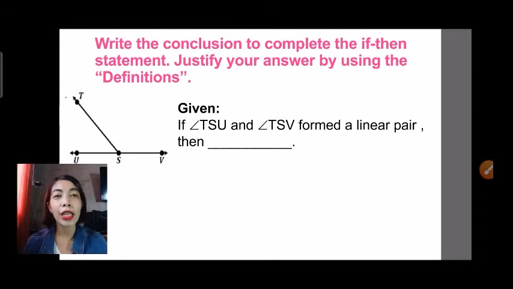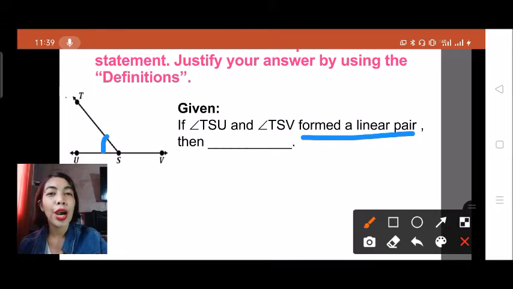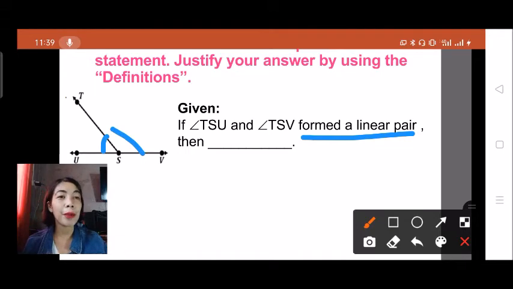Anong pwede nating i-conclude about the definition of a linear pair? Kasi si angle TSU at si angle TSV form a linear pair. Ano yung knowledge natin or ano yung natutunan natin sa definition ni linear pair?